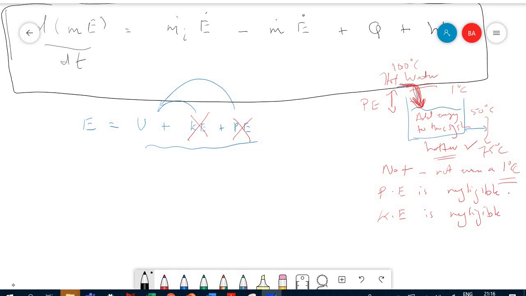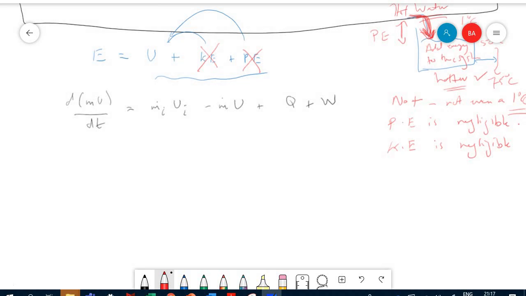So if we write our equation again, it's going to go like this: dmU/dt is equal to the flow rate in with U in, minus the flow rate out with U out, plus Q plus W. So that is the first part that you're trying to achieve here. Of course I'm doing it step by step, based on what I have solved hundreds of times. So this is the key of what I'm trying to solve here.